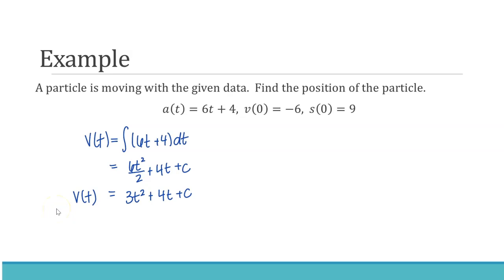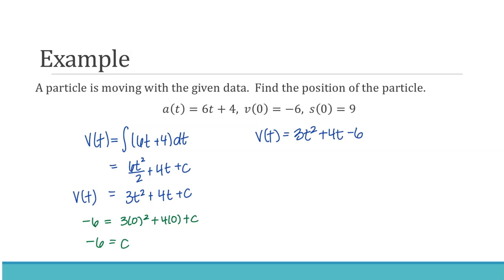So I'm going to stop here and solve for c. So that means that when I plug in 0, I'm going to get out -6. So -6 is equal to 3 times 0 squared plus 4 times 0 plus c. Well, it's kind of nice. I just get c is equal to -6. So that means that I have my v of t function is 3t squared plus 4t minus 6.